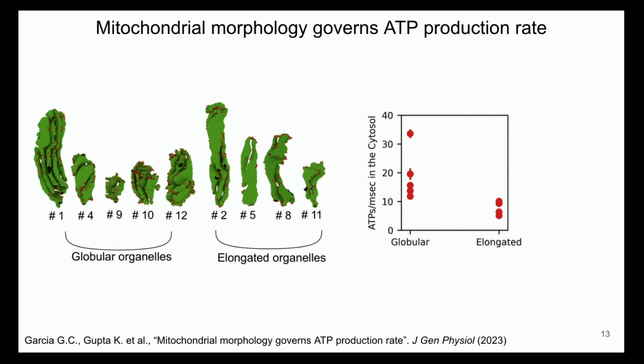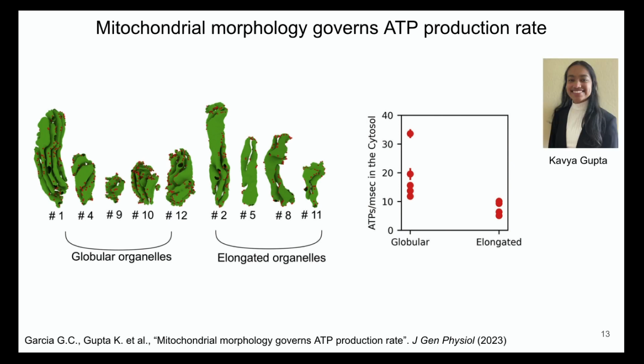So we did this for all the reconstructions that I showed you. Here, for the globular set and the elongated set, for one run, we allocated ATP synthases based on the areas of high curvature, and the same for the elongated group. We quantified the ATP production rate, and we observe that the globular set produces more ATP, or the ATP production rate is higher than the elongated set.